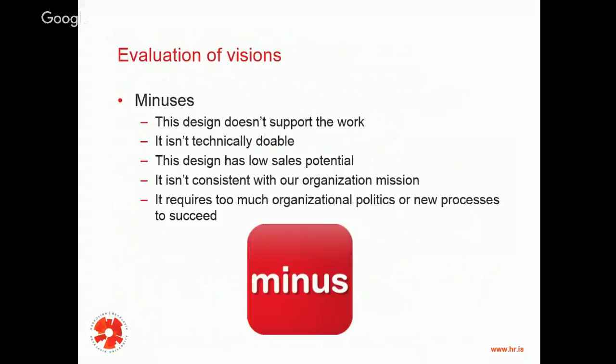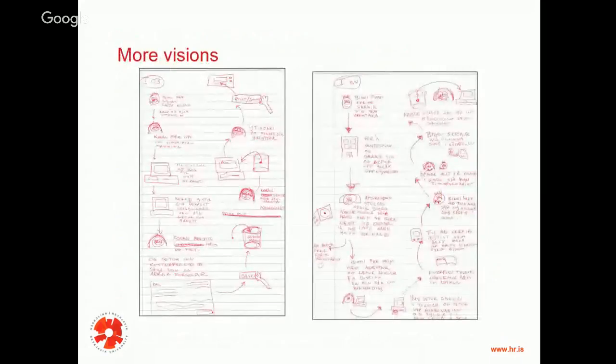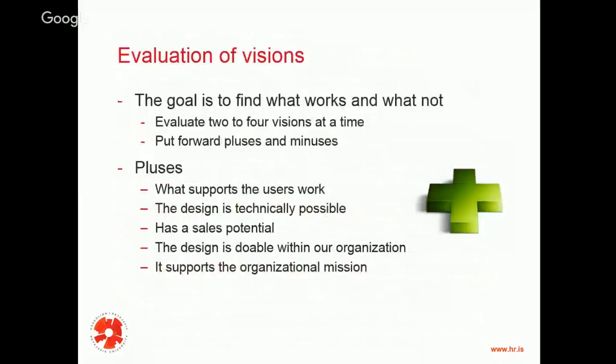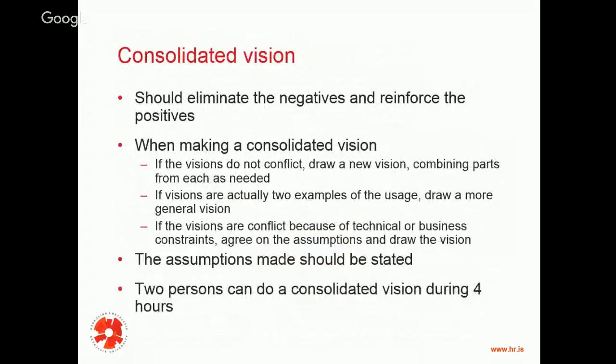So you evaluate the pluses and minuses of each vision. You take this first vision here and write, okay, the pluses with this vision is that it supports very well the 3 main user goals, something. And then the minus is something. And you do that for all of them. Then you're able to make a consolidated vision, which eliminates the negatives and reinforces the positives.